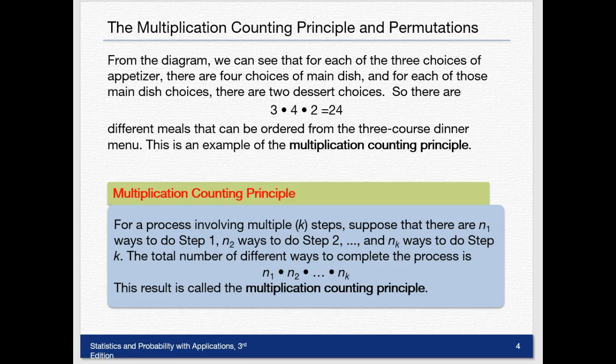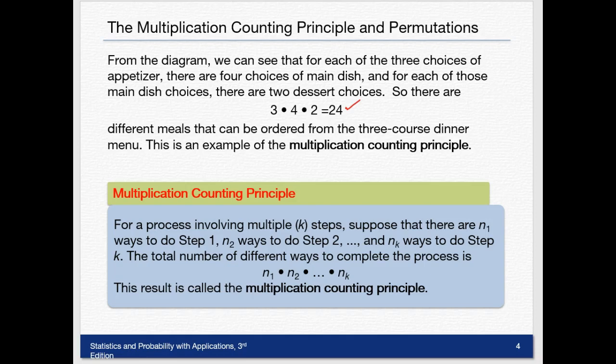From the diagram, you can see that for each of the 3 choices, there's 4 choices in main dish and then 2 for dessert. So it's basically 3 times 4 times 2, which ends up at 24, which is what we counted at the end of the tree. 24 different meals can be ordered from the 3-course dinner menu. This is an example of the multiplication counting principle.